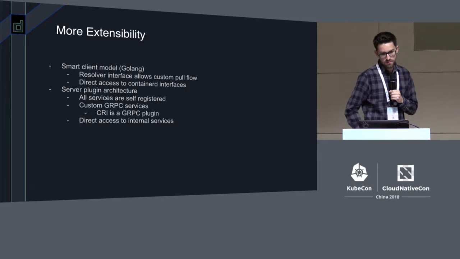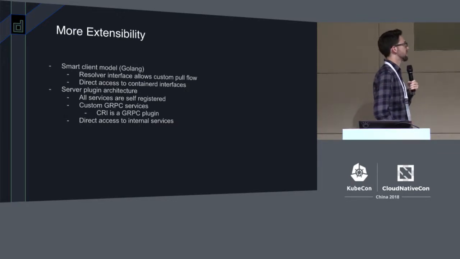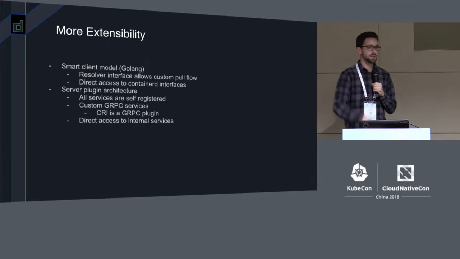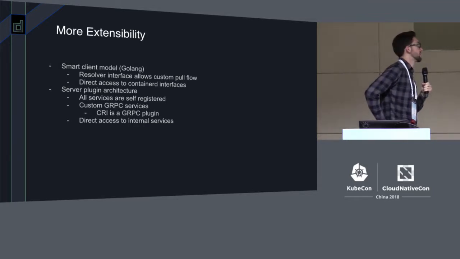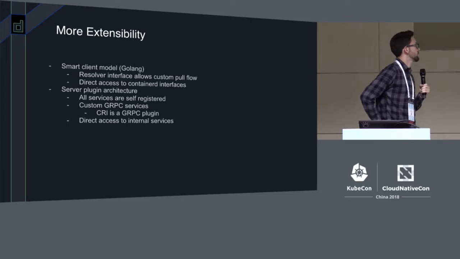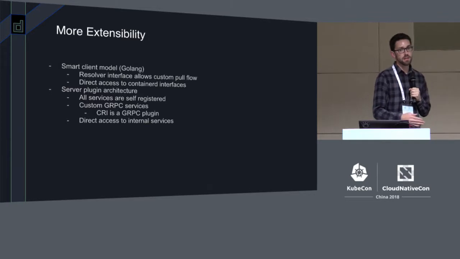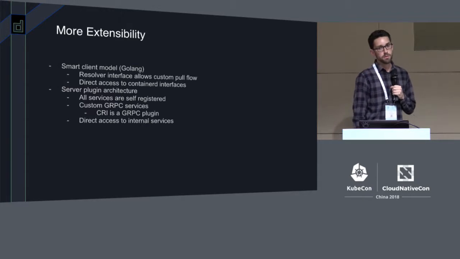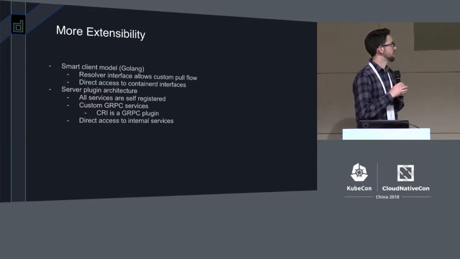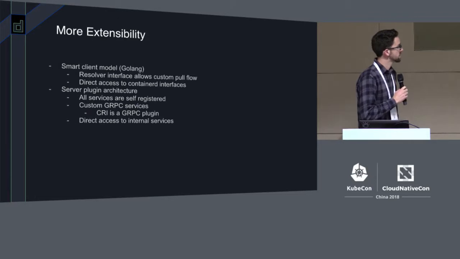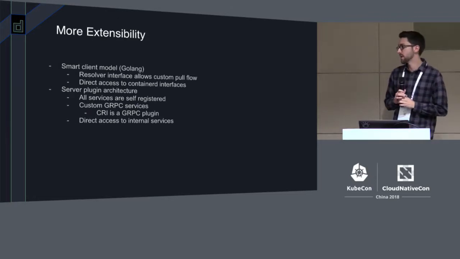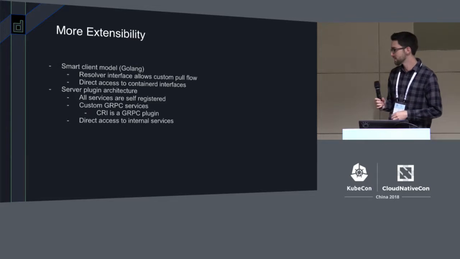So other points of extension: within the client, there are many areas where you can swap out, for example, the whole pull flow. You can just specify a service and provide a custom service when using the client. For actual plugins that run inside of Containerd, you can compile Containerd with your own plugins. They're all self-registered. If you just import your plugin, it will get used and it'll have direct access to all the internal services. So, as I said, CRI is one of those plugins.